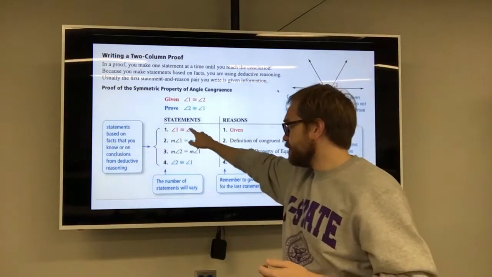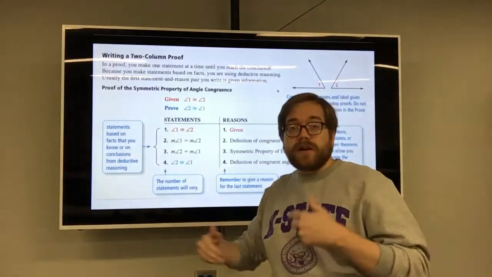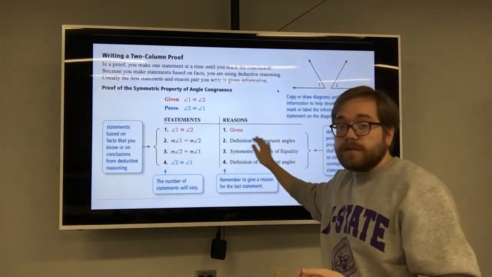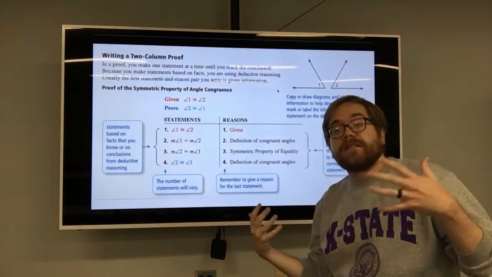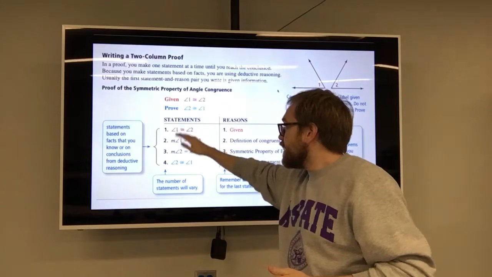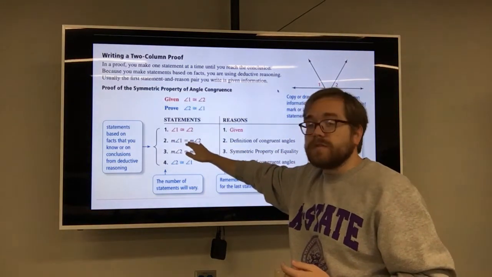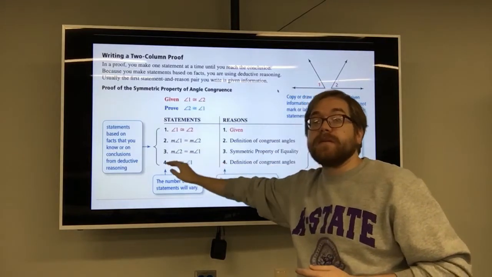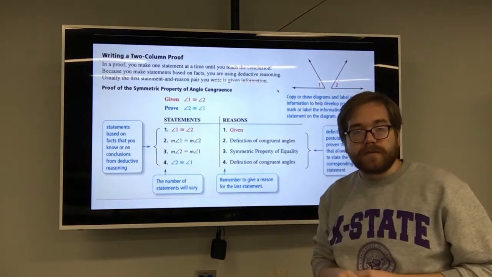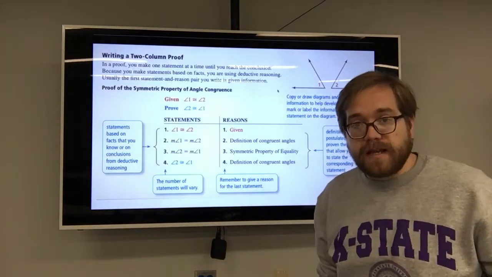So in this one, you see that because these two angles are congruent, we know that their measurements are equal to each other, because that's what congruent angles are. It means they have the same measurement. And so we can make that statement, because we know these angles are congruent, then we know that their measurements are equal. We can make that statement because my reason is the definition of congruent angles. That's what congruent angles mean. It means their measurements are the same.